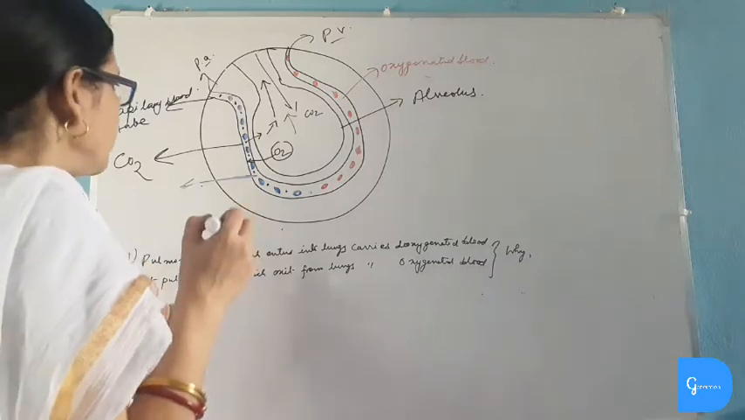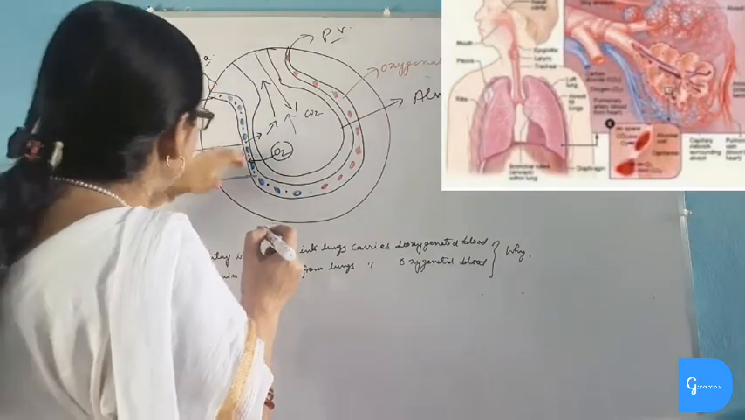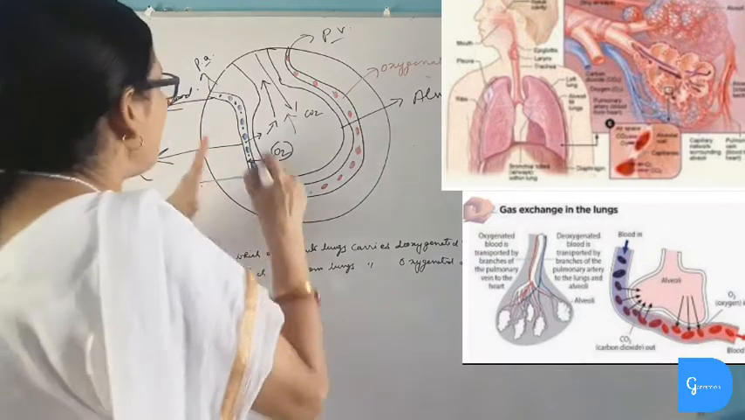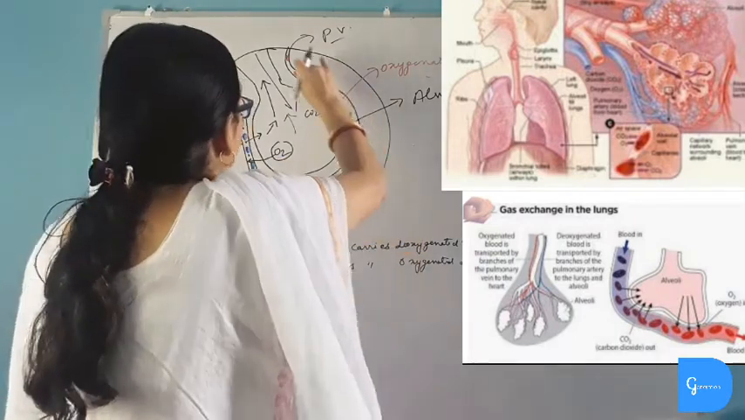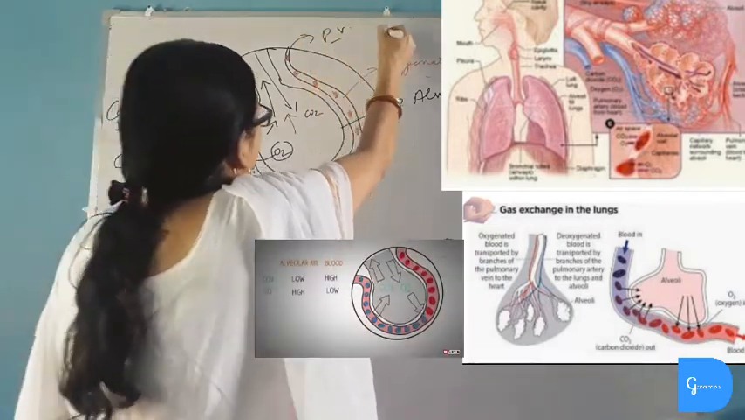It is asked, the pulmonary artery which enters into the lungs carries deoxygenated blood, whereas the pulmonary vein which goes out or exits from the lungs carries oxygenated blood.